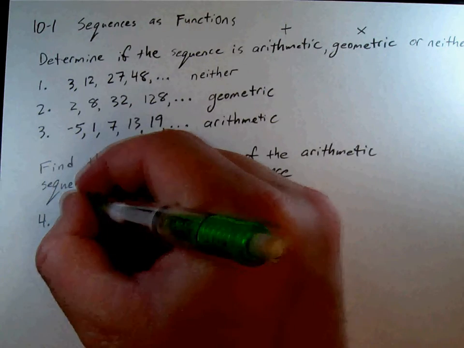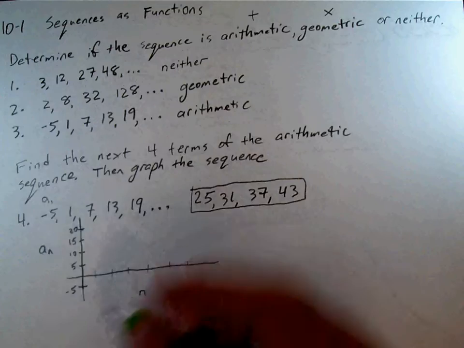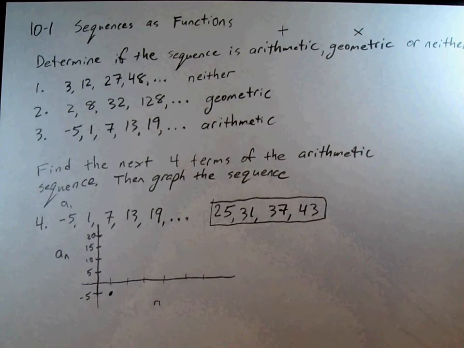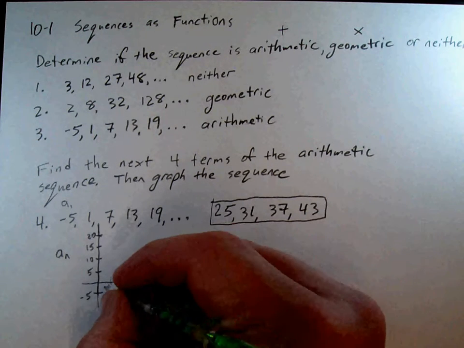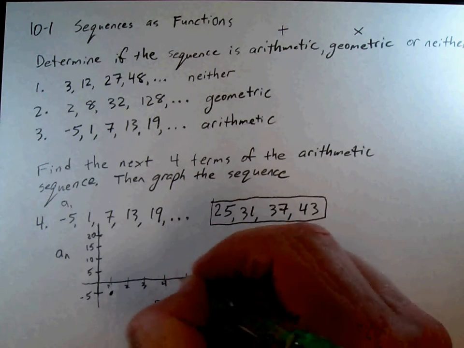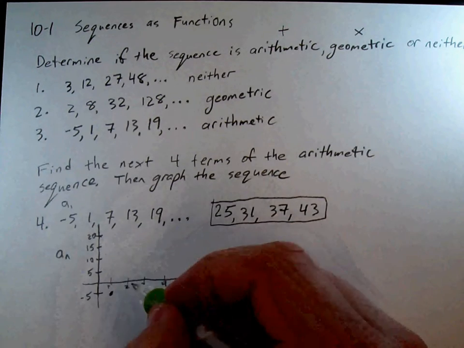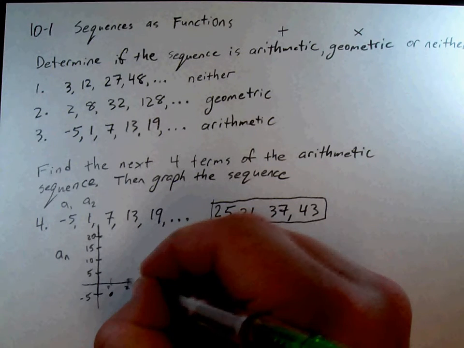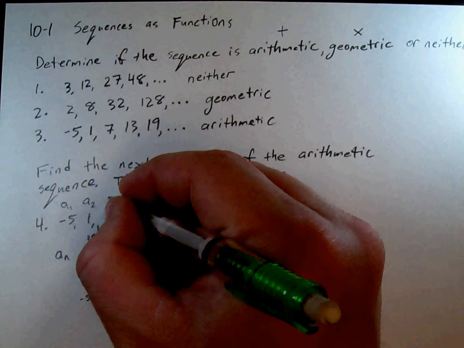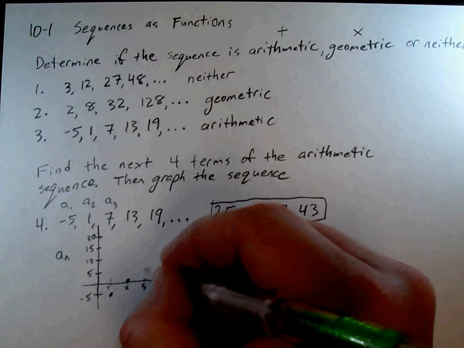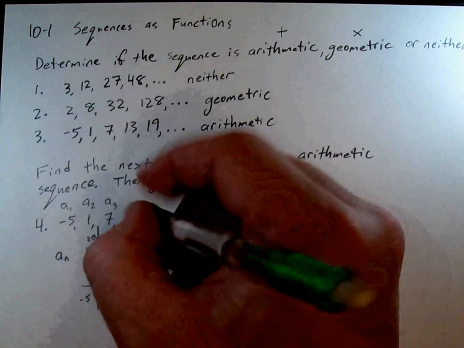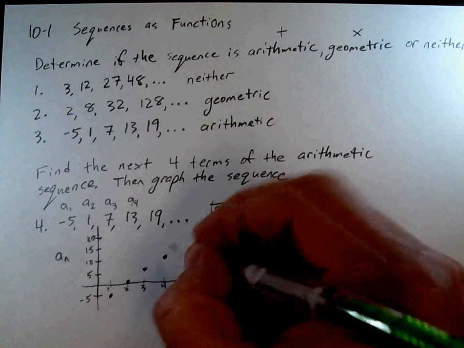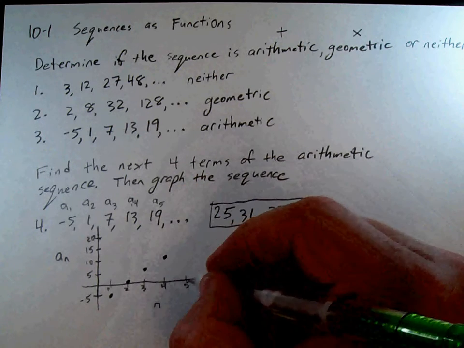So we could say that negative 5, that's our first term. That's a sub 1. So it is the first term. The n value is 1. So I'm going to go 1 and then negative 5. That was our first point. So I should label this 1, 2. I'm just going by 1s on the bottom. So 2, a sub 2, our second term was 1. So 2, 1 is the ordered pair that I'm going to graph. So it's going to be about there. The third term was 7, so 3, 7. Be about there. The fourth term was 13, so 4, 13. The fifth term was 19.